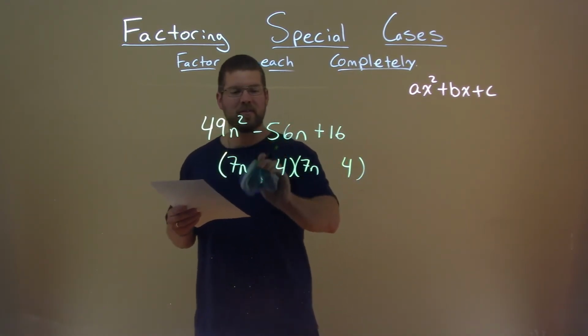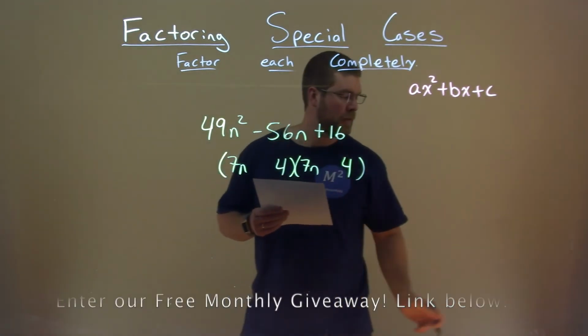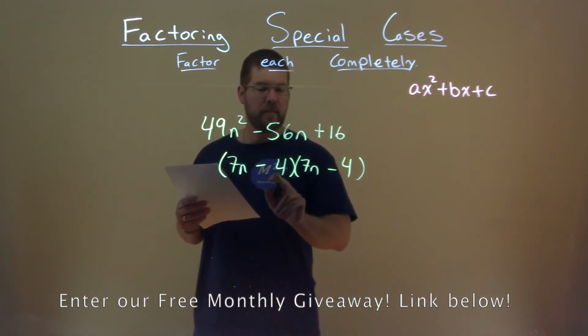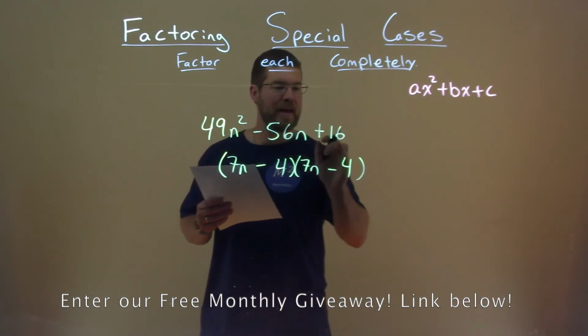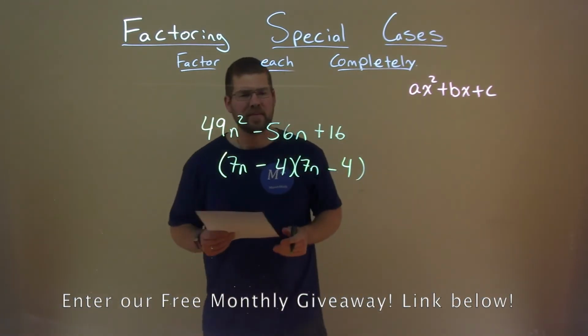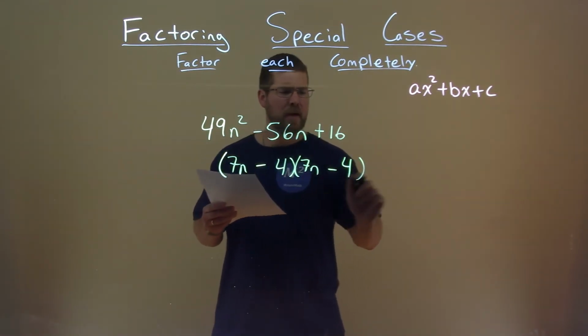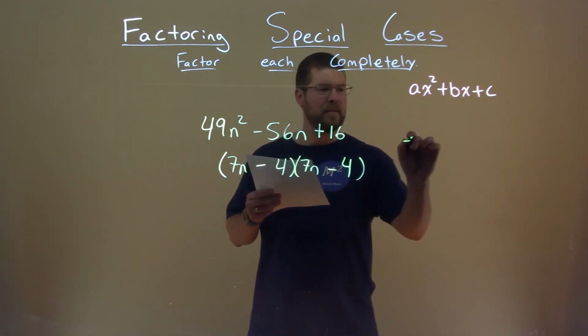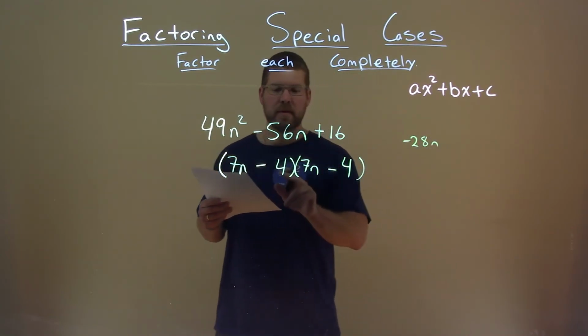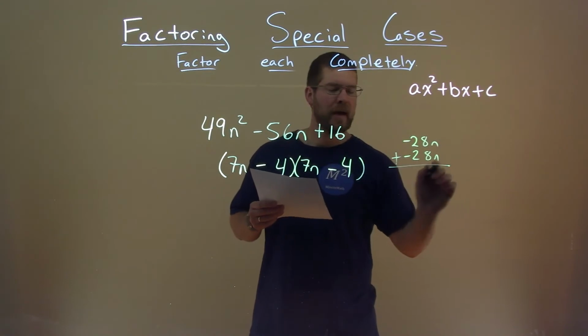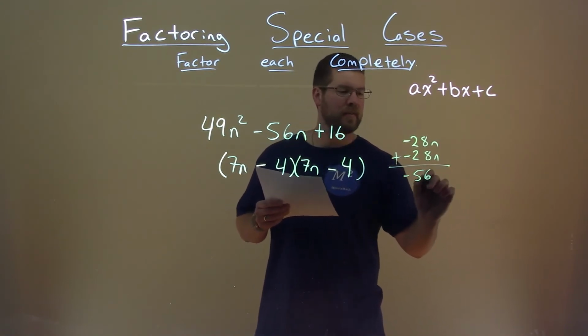They're both minuses. Excuse me, I got ahead of myself here. So if it's a minus and minus, we're still okay with a positive 16. Minus 4 times minus 4 is a positive 16. What about this negative 56n here? Well, 7n times a minus 4 is a minus 28n. Negative 4 times 7n is a minus 28n. Add them together, we get a negative 56n.